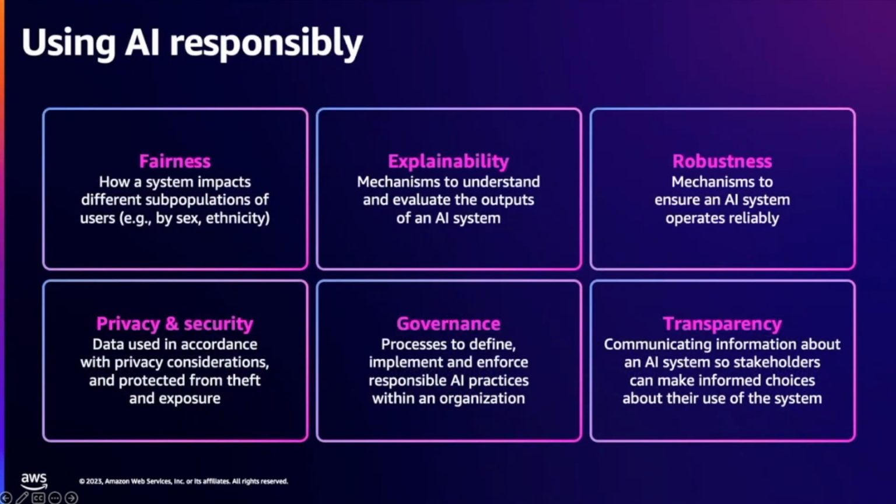But now, before we can cut to the chase and see the demos and the products, I wanted to talk about some of the dimensions of a responsible AI implementation. So we have these 6 pillars, starting with fairness, and this is where we consider how a system impacts different subpopulations of users. So, for example, by sex, by ethnicity, language, and so on and so forth.